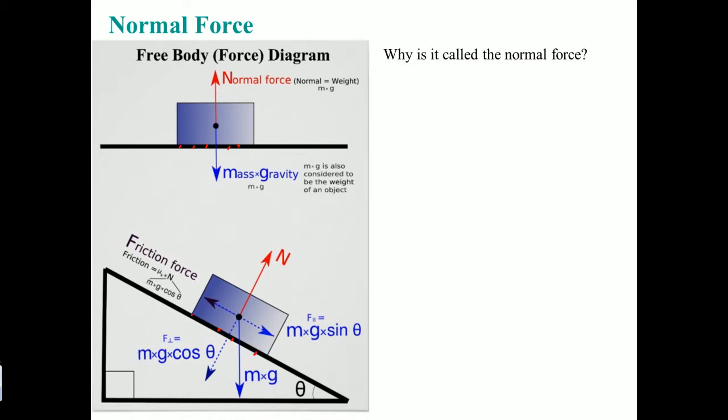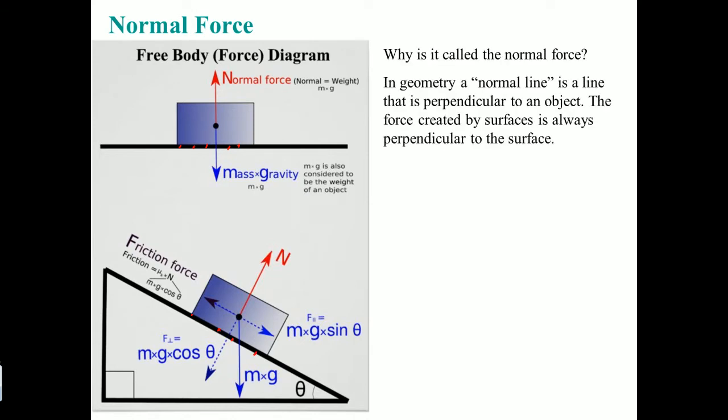Why is it called a normal force? Well, in geometry, a normal line is a line that is perpendicular to any object. The force created by a surface is always perpendicular to the surface. The normal force is called the normal force because it is perpendicular to the surface. Exactly like on the ramp, this force here is perpendicular.